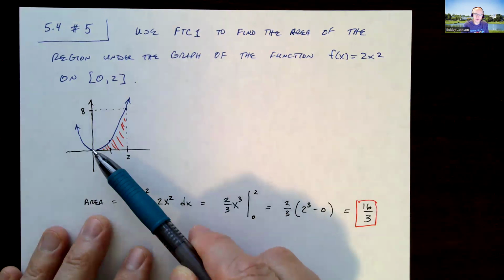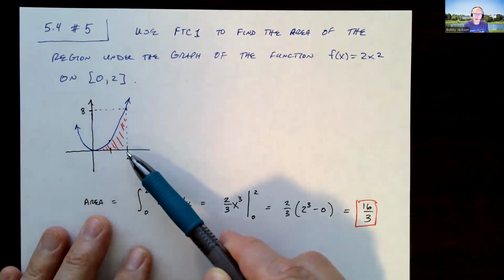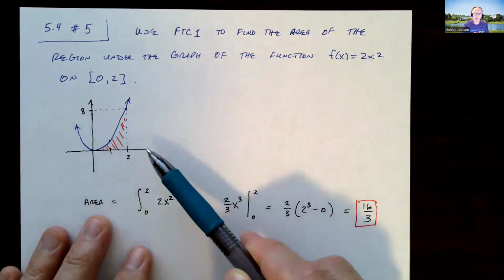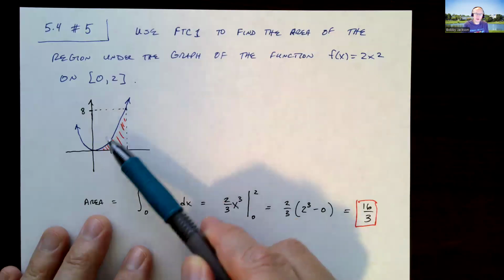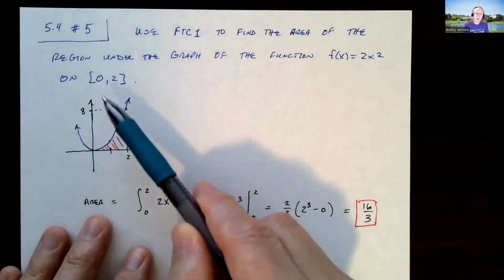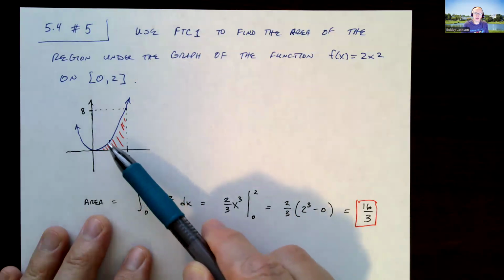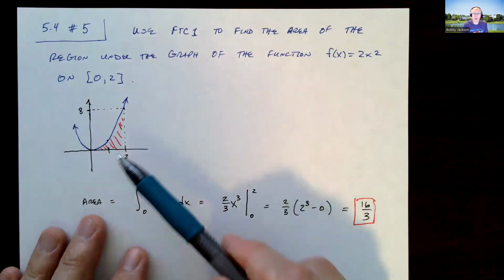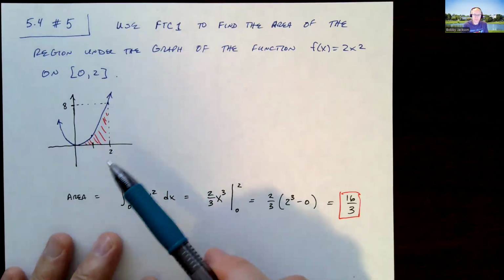All right, at 0, it's 0. At 1, it's 2. And at 2, if I plug in 2 here, I'll get 4 times 2, I'll get 8. It's just a parabola opening upward like this. Of course, on the interval from 0 to 2, I've shaded in red the area we're looking for. So this is the area we want to find.